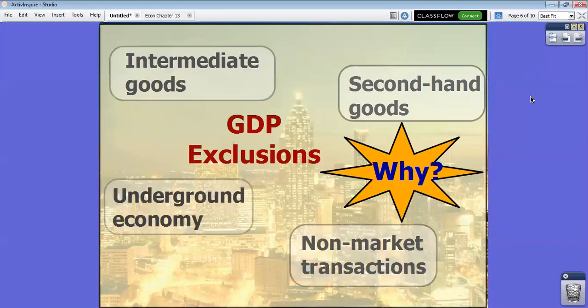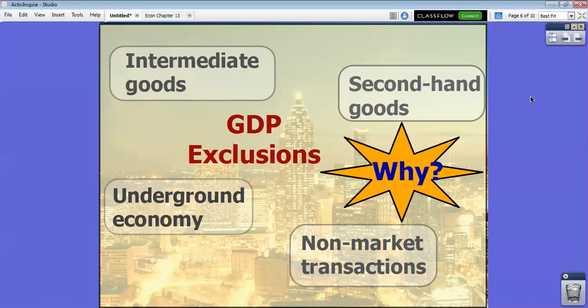Not everything is included in GDP, and we'll go over these because this will be important for the activity that you're going to do today to understand those things that are not included. The first thing that is not included in the GDP are intermediate goods. What that means are goods that are used to make another product.